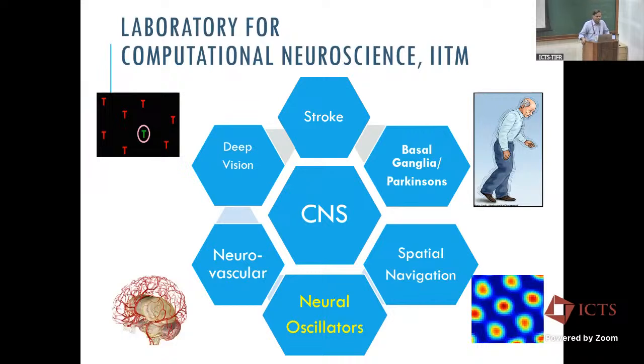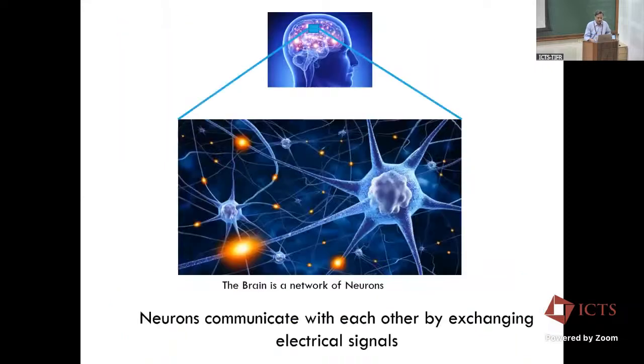I have 8 years to go before my retirement, so hopefully by that time we hope to build this whole brain model. So to this end, I divided the lab into teams. So each team works on one focused goal, which is one of these pieces. And today I'm going to talk about the work of the neural oscillators team.